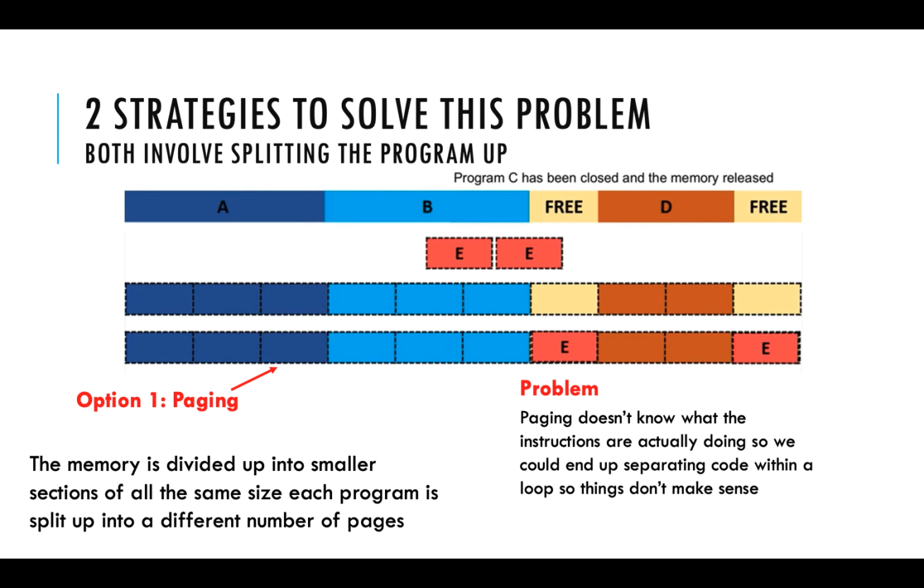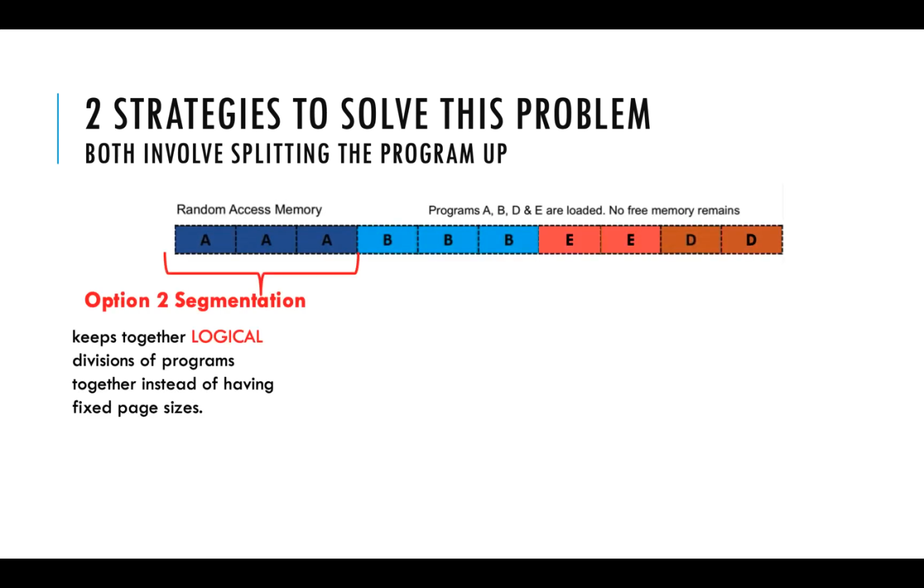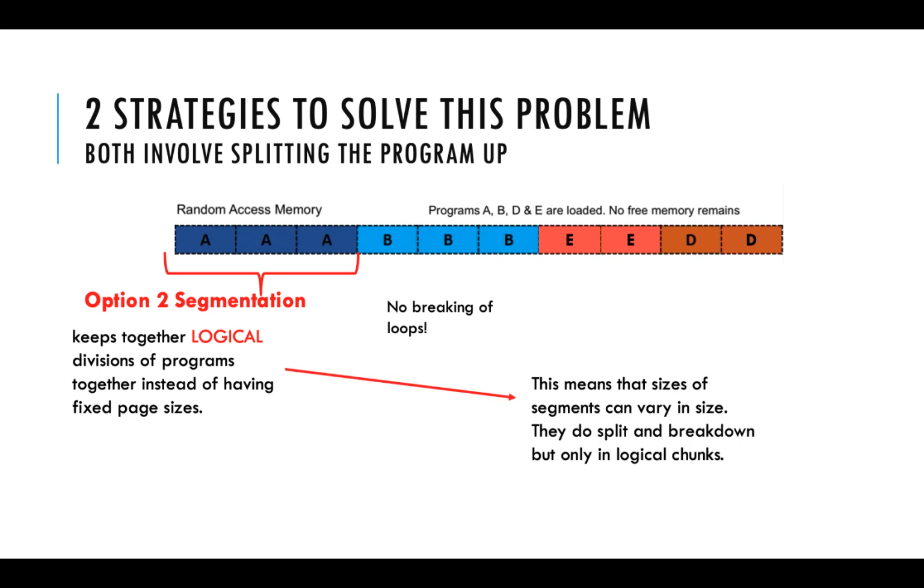The only problem is, when paging breaks things down into individual pages, we could potentially destroy any logic that's involved there. We can destroy functions and links to procedures, for example, or potentially loops. So obviously, this isn't an ideal solution. A more economical way of doing this is using something called segmentation, and this keeps together logical divisions of programs rather than having fixed page sizes. So we move things into logical blocks. This means that sizes of segments can vary, but they are split and broken down in logical parts.